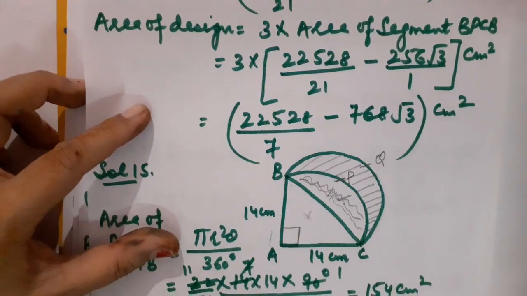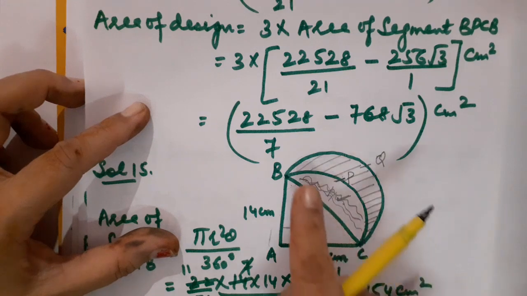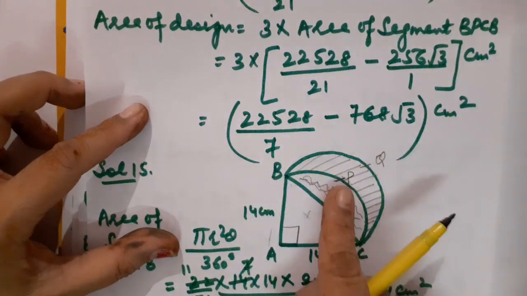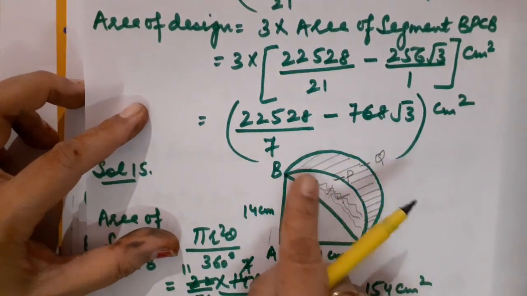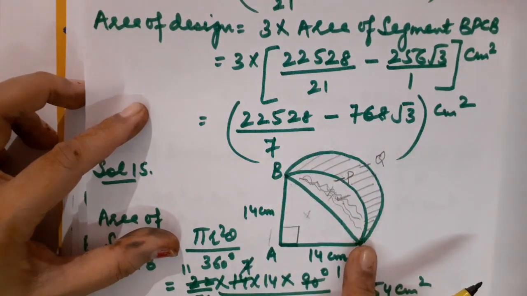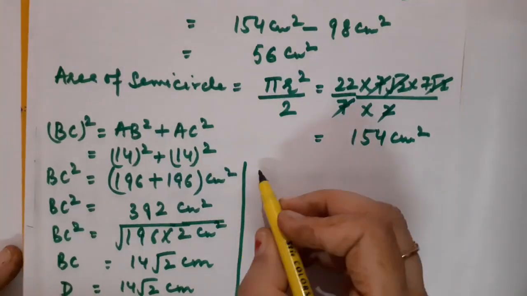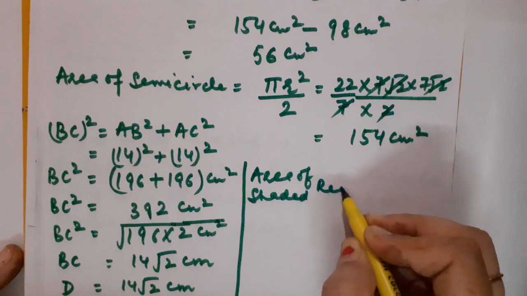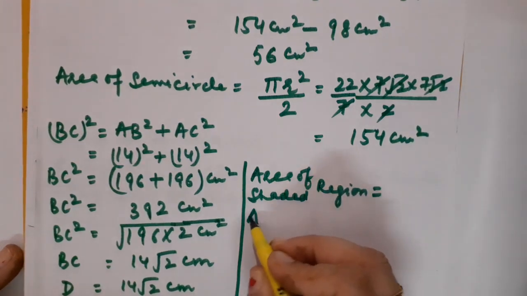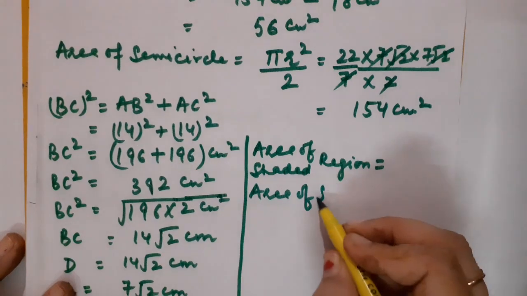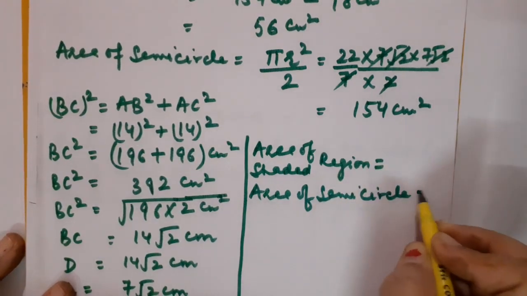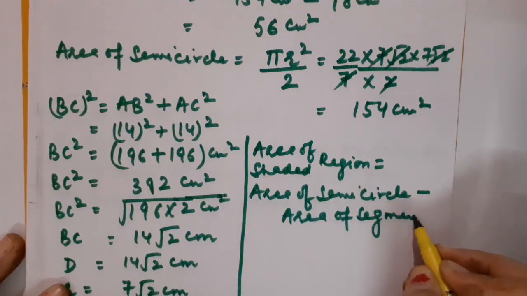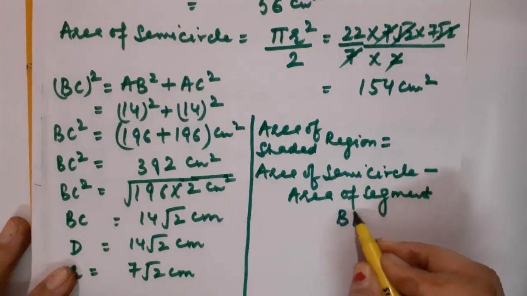Now children, look here in the diagram. I know the area of semicircle. I know the area of this segment. So to come to know about this shaded region, that is BQCPB, I have to just subtract the area of segment from the area of semicircle. So what formula we should write? Area of shaded region is equal to area of semicircle minus area of segment. Which segment? That is BPCB.